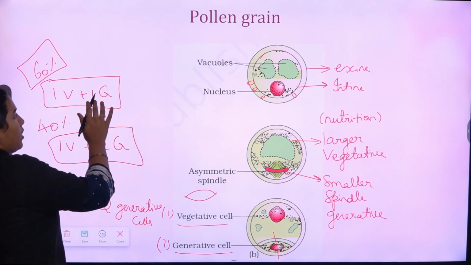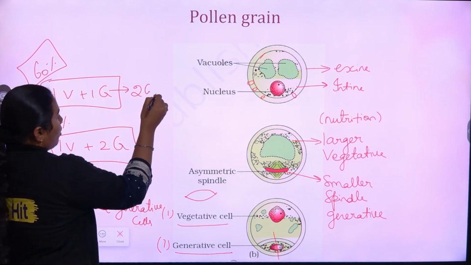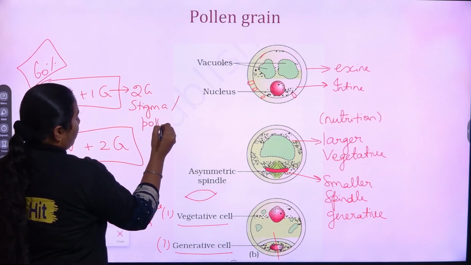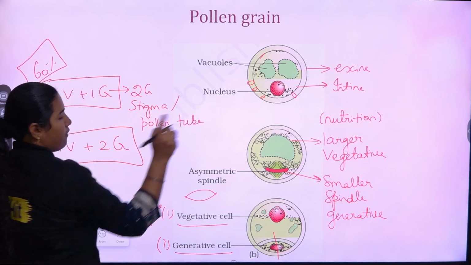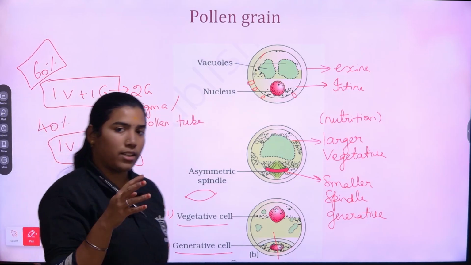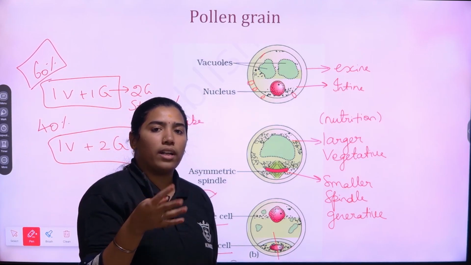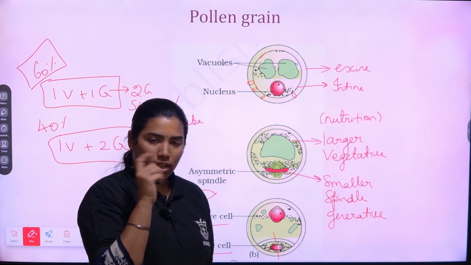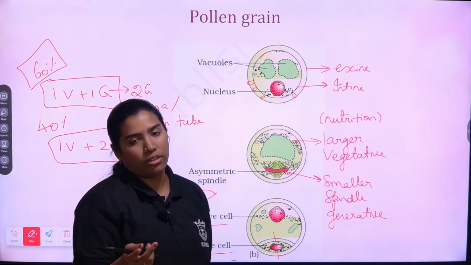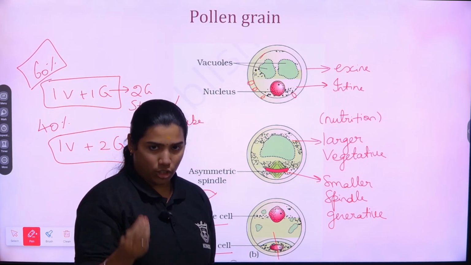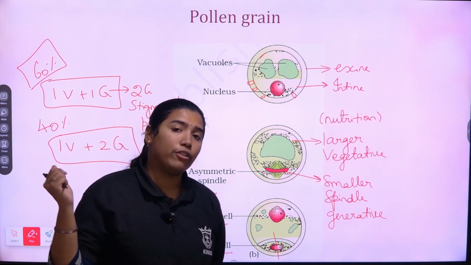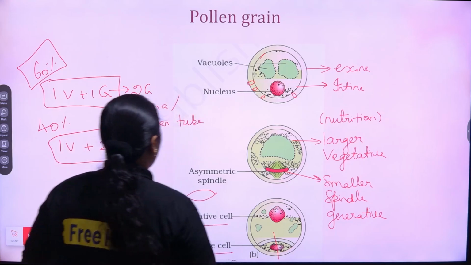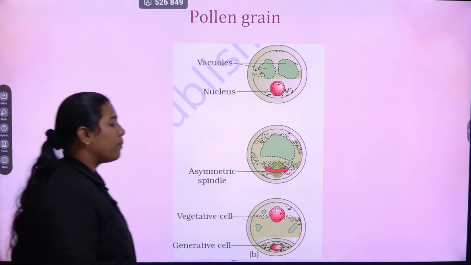Okay, so this one generative cell will convert into two generative cells at the stigma or in the pollen tube usually. So usually we have one vegetative cell which is larger and one generative cell in 60%. What happens? It is just spread in the air. As soon as it reaches the stigma, it will undergo mitotic division and form two generative cells, or during the passage in the pollen tube it will undergo mitosis. But in the remaining 40%, the complete mitotic division happens when it is present in the anther itself, right? Okay. I hope the diagrams are clear.